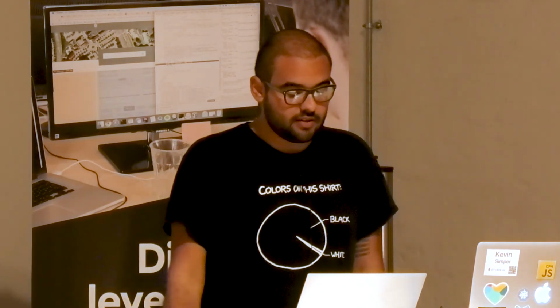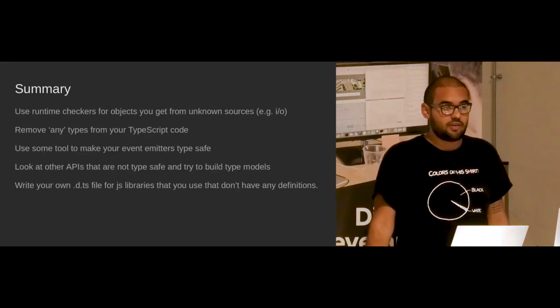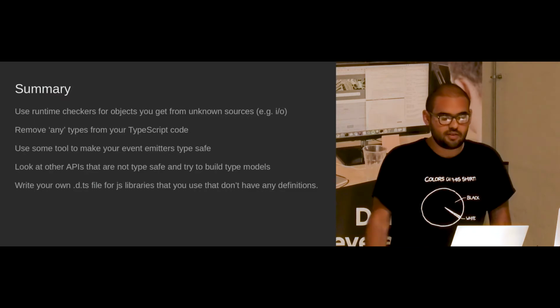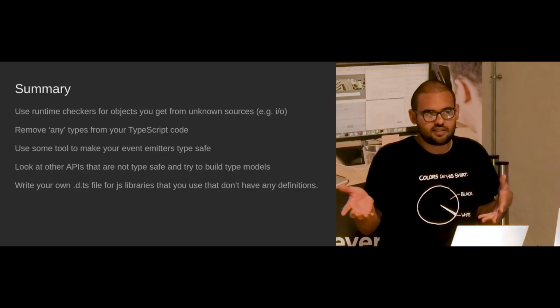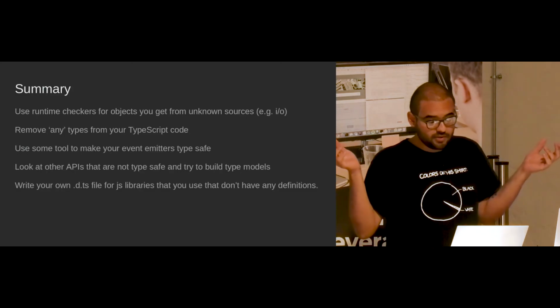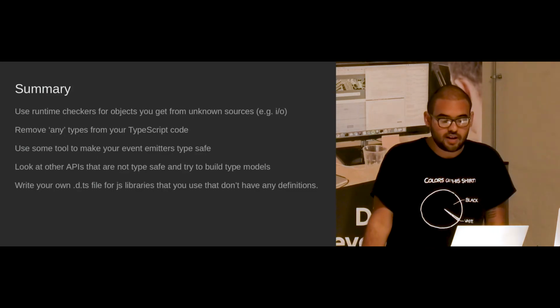So some of the things that I do: use runtime checkers for objects that you get from unknown sources, especially I/O, but not only. It can be just an unknown module that you don't know what to do with. Remove any types from your TypeScript code, and I would recommend using no implicit any. If you define a function and you don't set the type, then that's an implicit any, so you can tell the TypeScript compiler to not allow those. You can use some tool to make your event emitter safe.